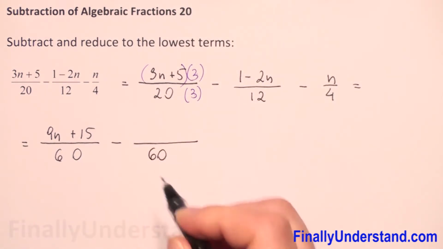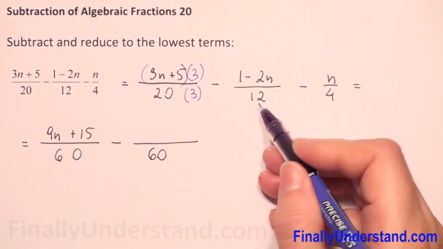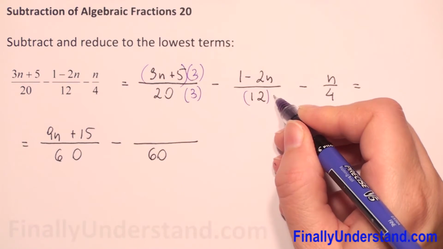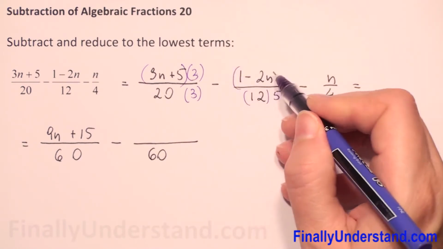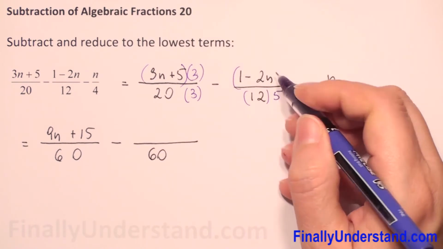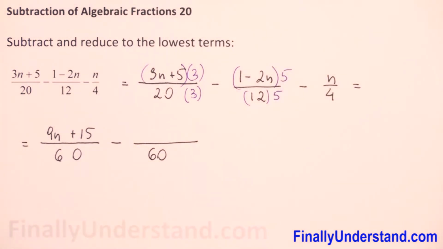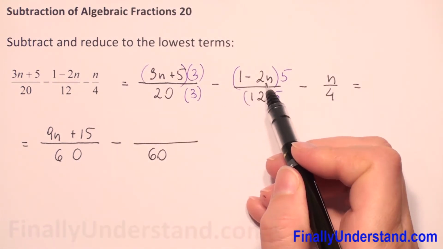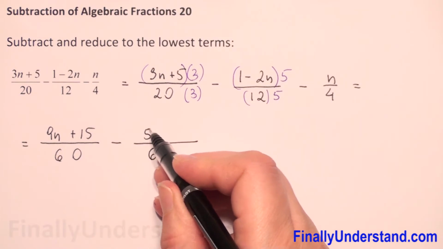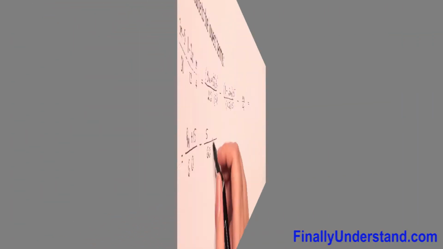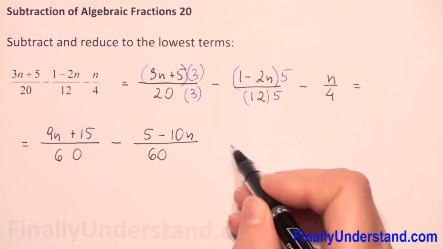and in the second fraction we need to have the same denominator, 60, and we have only 12, so we need to multiply 12 times 5 to get 60. And when I multiply the denominator by 5, I have to multiply the numerator by 5. So now we have (1 minus 2n) multiplied by 5. 1 times 5 is 5. Negative 2n times 5 is negative 10n.